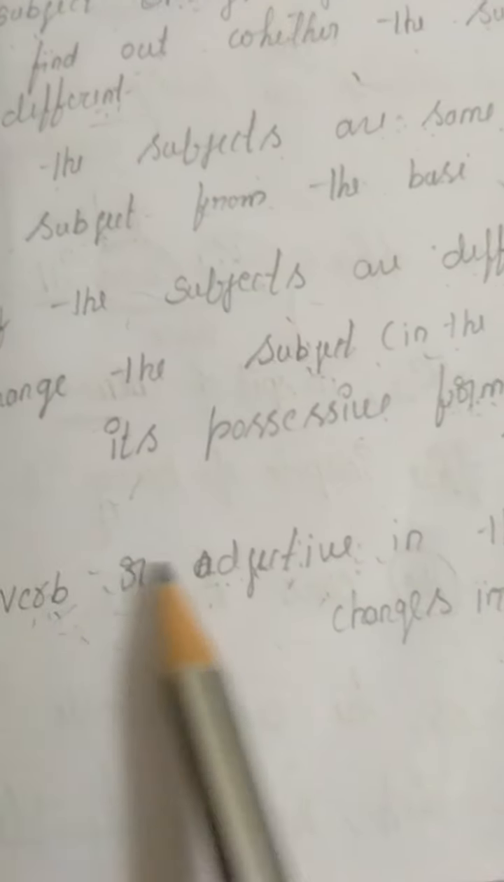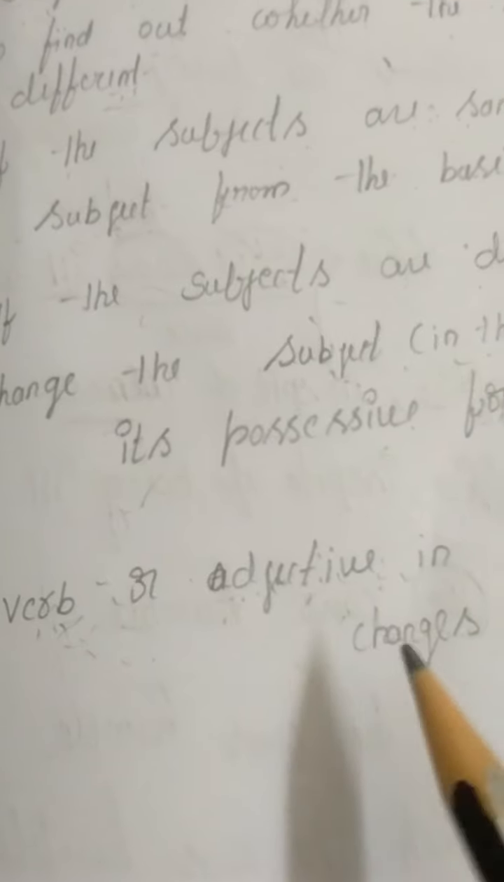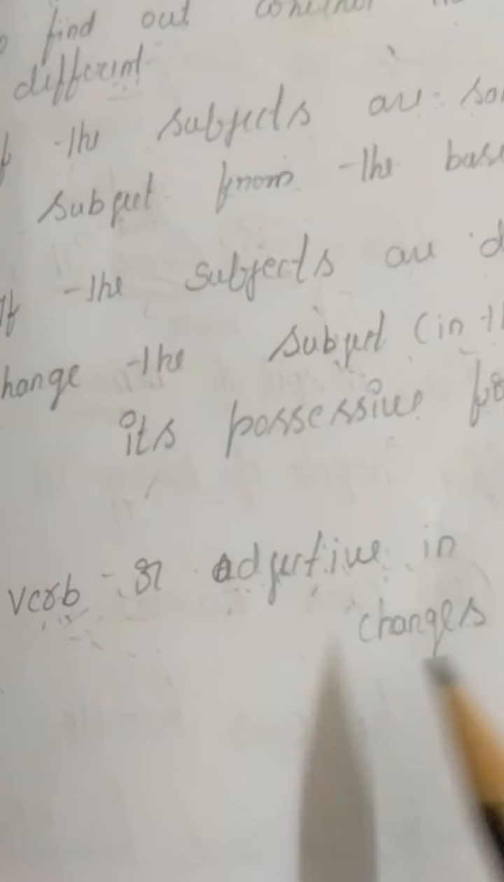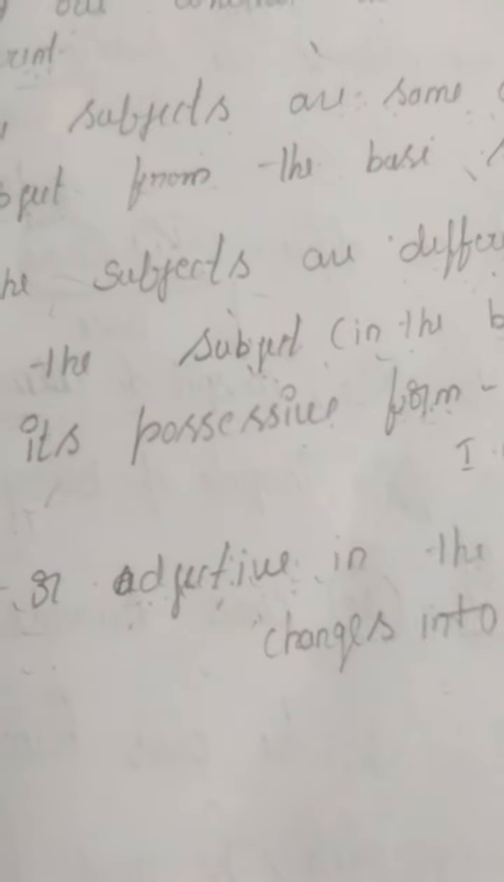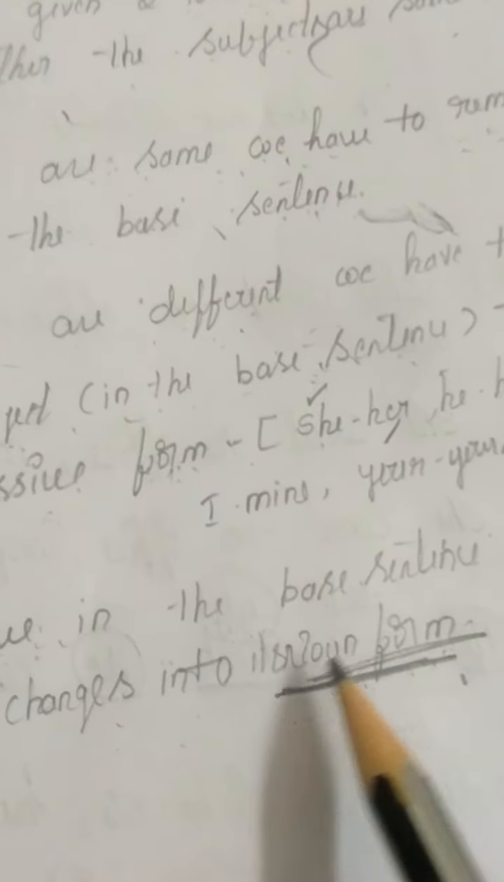Next, verb or adjective in the base sentence. Definitely we have a verb or adjective in the base sentence. We have to change that into its noun form.